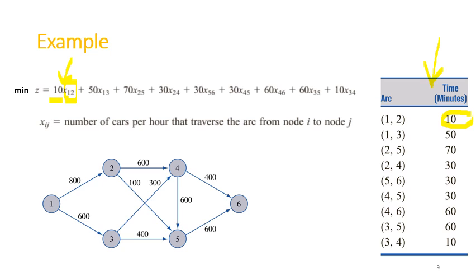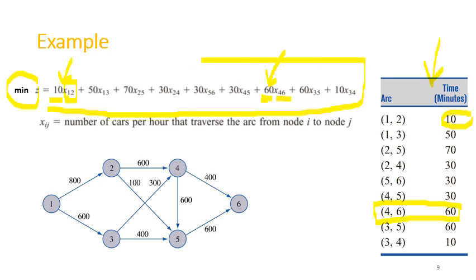Okay, do the same thing. Let's say for 4 to 6, it takes 60 minutes for one car. Because we want to minimize the total time for all cars, we multiply this 60 minutes for one car times how many cars are traveling from node 4 to node 6. So the objective function is the sum of all these numbers.